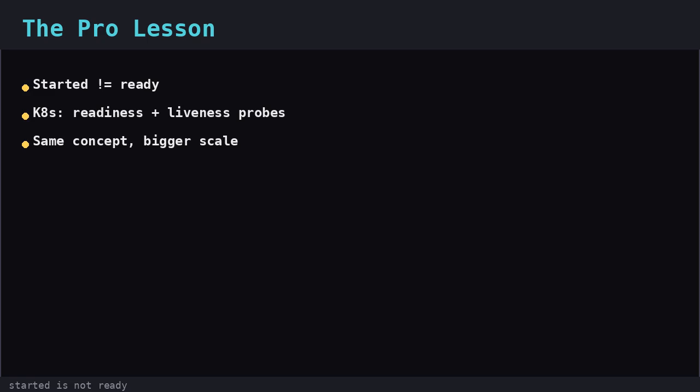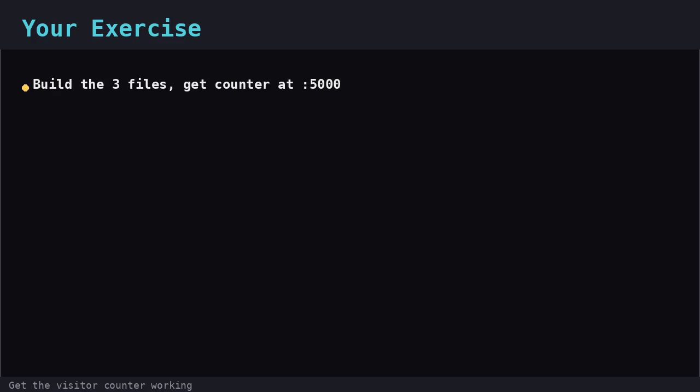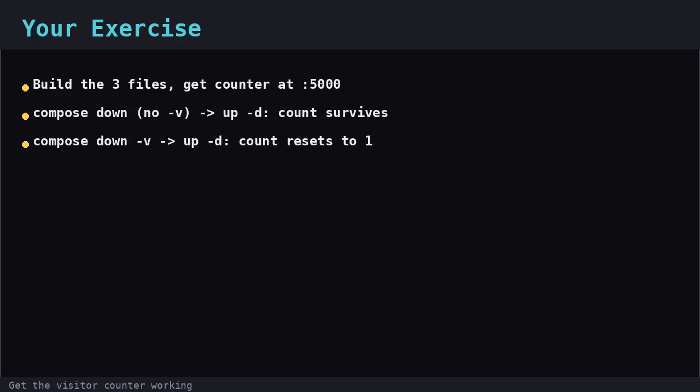Your exercise. Build the 3 files above and get the visitor counter working at localhost port 5000. Refresh the page, the count goes up. Then docker compose down, not -v, and docker compose up -d again. The count survives. Why? Because the volume persisted. You just demonstrated the data lesson from lesson 3 in a real app.